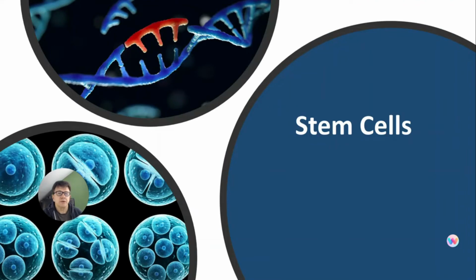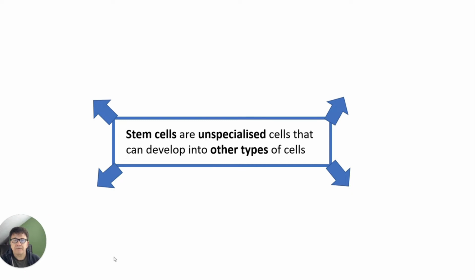So let's move on to the next section related to gene expression, which is stem cells. You would have come across stem cells before, and probably you would have come across them back in GCSE. So let's have a look at the different types of stem cells. First of all, stem cells are unspecialized cells that can develop into other types of cells, and you need to know the four main types.